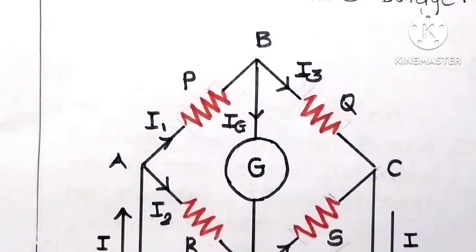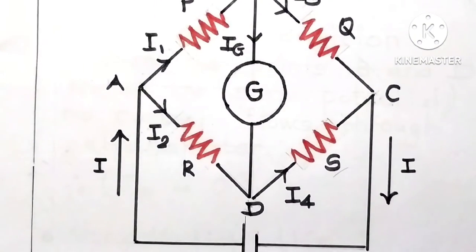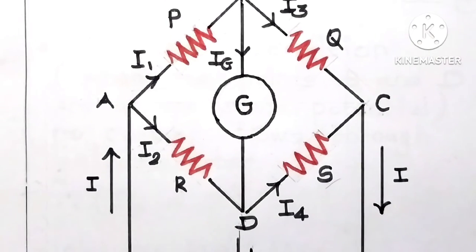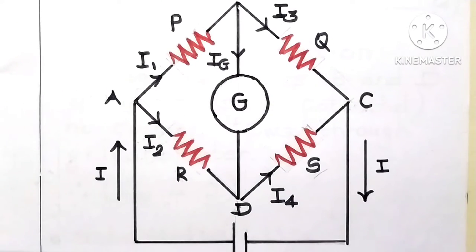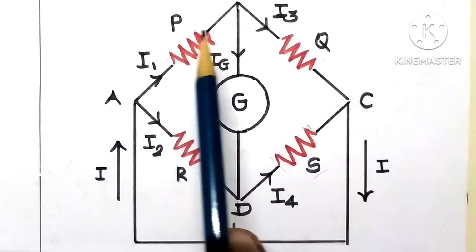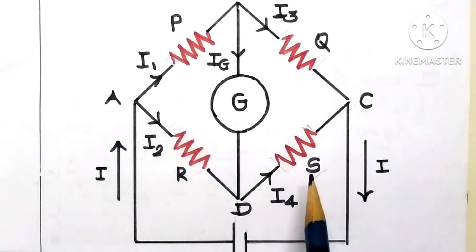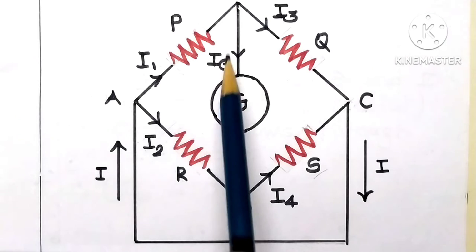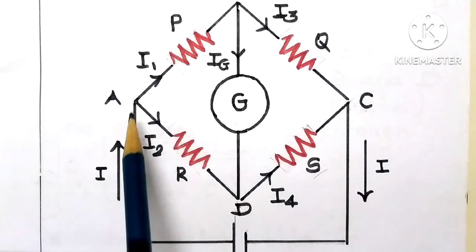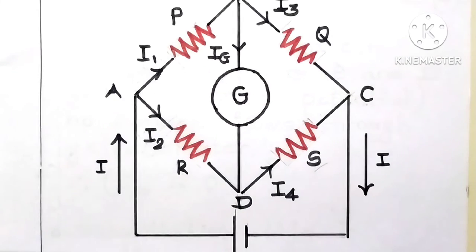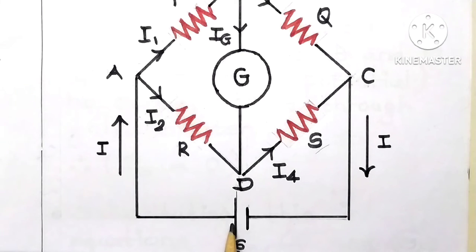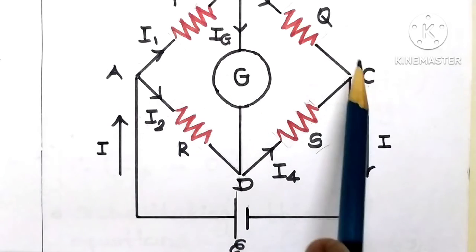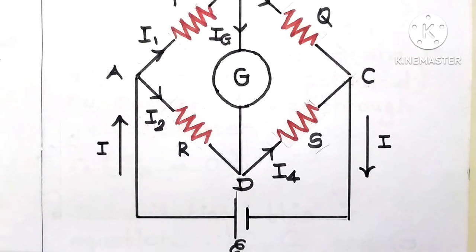Now have a closer look at this diagram. This is the diagram for this Wheatstone bridge. There are four resistances P, Q, R and S, and here comes the galvanometer. This whole setup is connected to a cell. The conventional current flows from this positive terminal this way and like this, and again it comes back to this negative terminal.